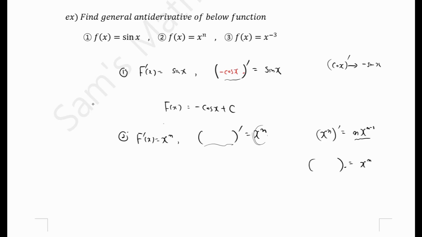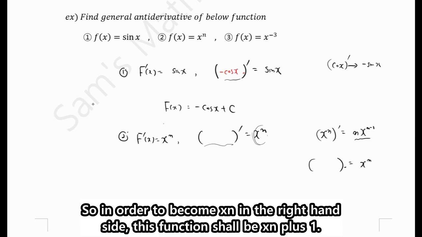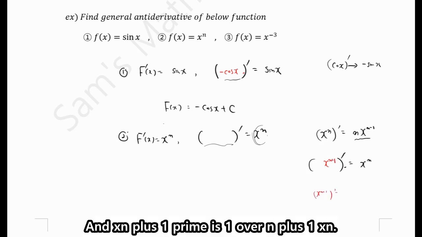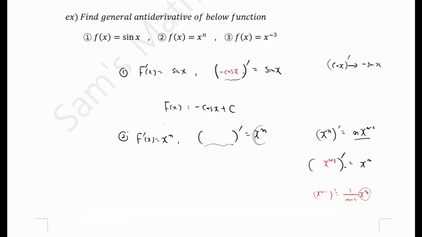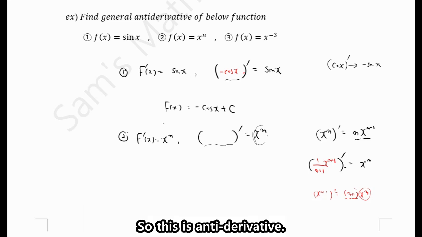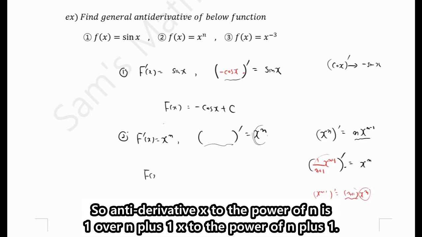So in order to become x^n in the right hand side, this function shall be x^(n+1). And (x^(n+1))' is (n+1) x^n. So we have found x^n, but we need to eliminate this term n plus 1. So 1 over n plus 1 has to be multiplied to cancel this term. So this is the antiderivative. The antiderivative of x to the power of n is 1 over n plus 1 x to the power of n plus 1.